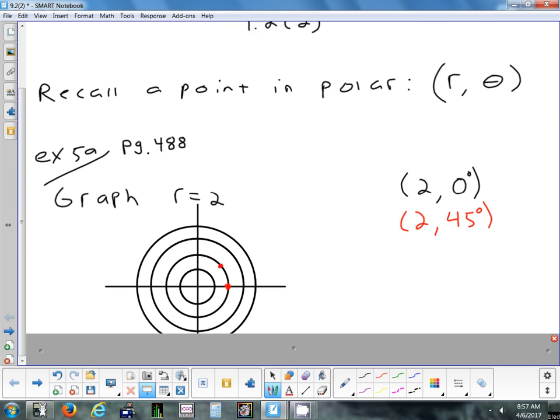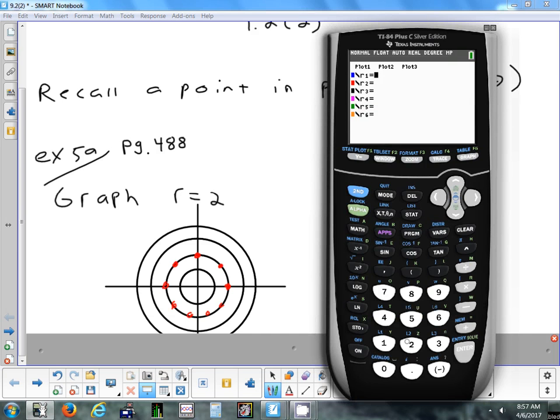Does anybody have a guess what this is going to look like when we sketch the whole thing? It's going to be a circle. You can graph any point you want as long as your radius is 2. The number in front could also be a negative 2, but you're going to get the same points. Basically, you're going to get a bunch of points all around the circle. When you graph it, we get a circle of radius 2. So just type in r equals 2 and hit graph.